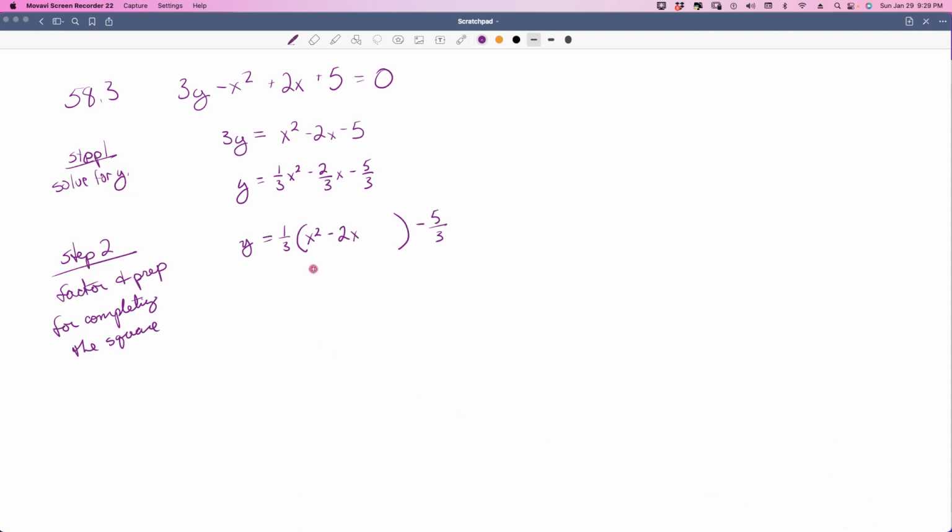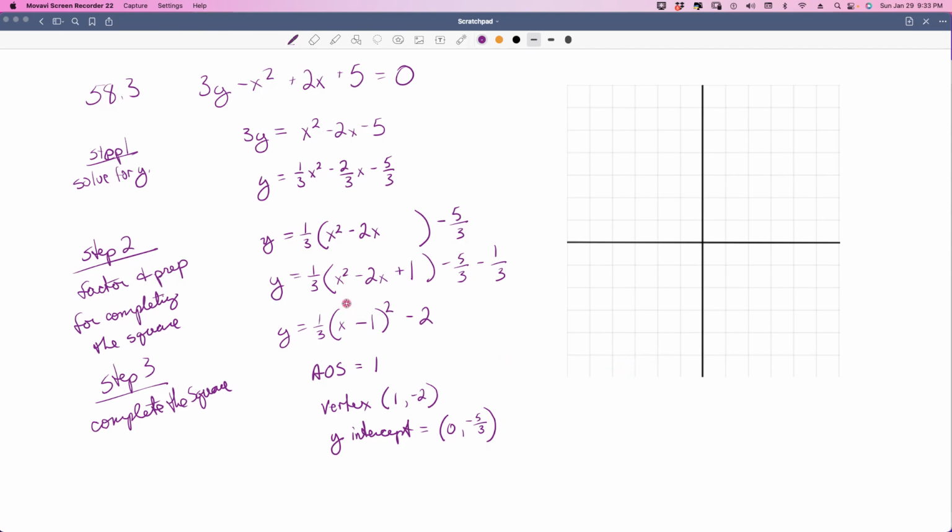So here's our step 2. We have factored out 1/3 from the x squared and the x term, and we've put that in our parentheses here, getting ready to complete the square. So let's go ahead and complete the square. All right, so we have completed the square, and we have that y is equal to 1/3 times (x minus 1) squared minus 2. Now, keep in mind, here we were completing the square. This is where we got ready to do that.